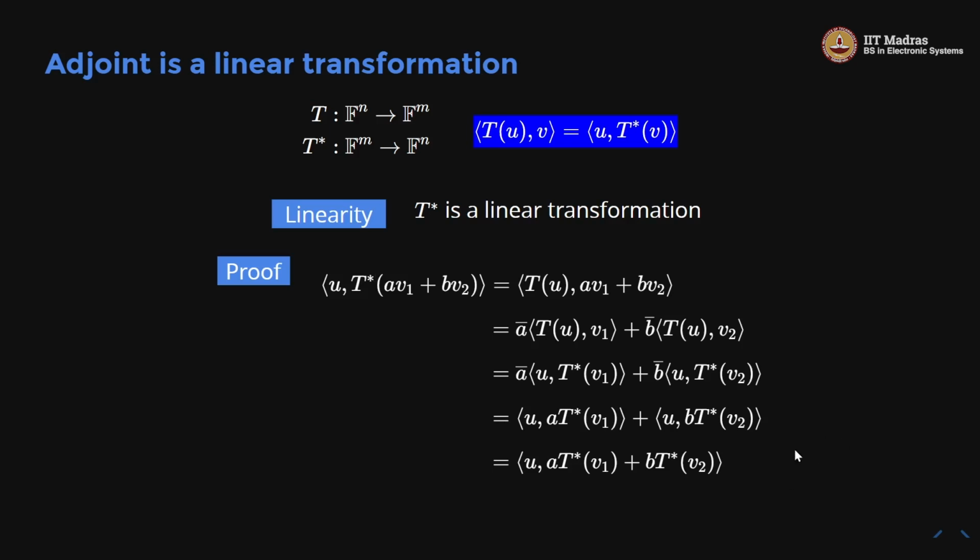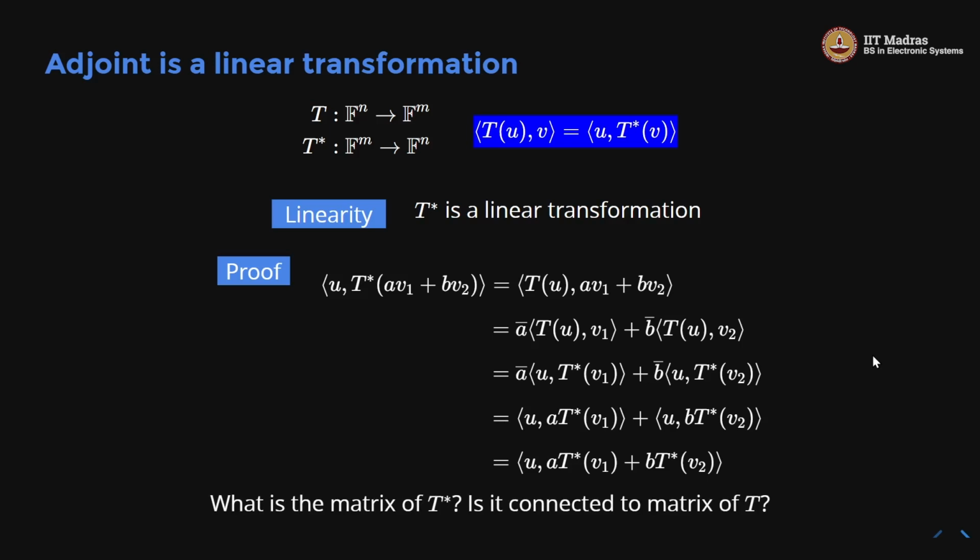Okay, so now that T star, which is our adjoint, is also a linear transformation, sort of in the reverse direction, right? From Fn to Fm, you went with T. With T star, you're going from Fm back to Fn. Okay, what is the matrix of T star? Is it connected to the matrix of T? So that's the sort of question we're going to ask.